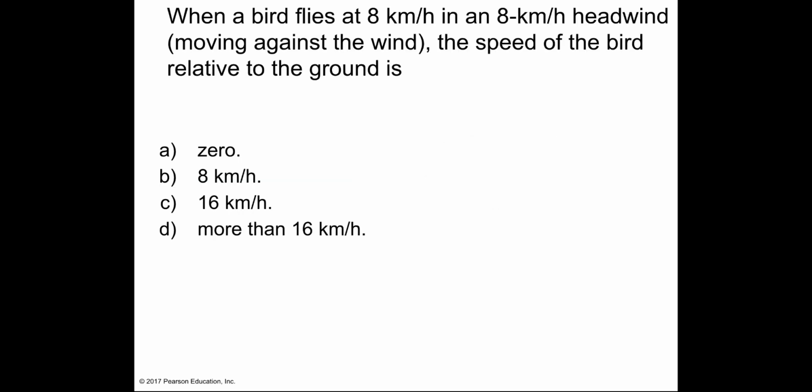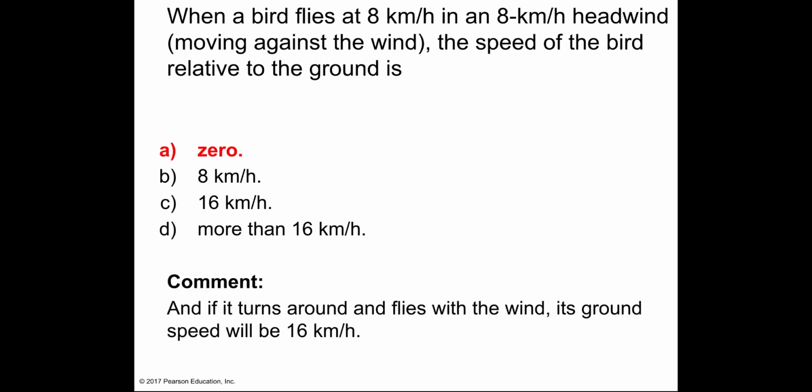When a bird flies 8 kilometers per hour in an 8 kilometer per hour headwind, moving against the wind, the speed of the bird relative to the ground is... So remember, moving against the wind, okay? Headwind means it's moving in the opposite direction. So the speed of the bird relative to the ground is zero.